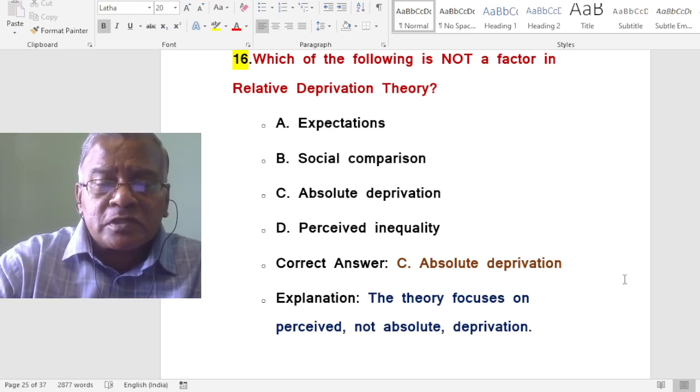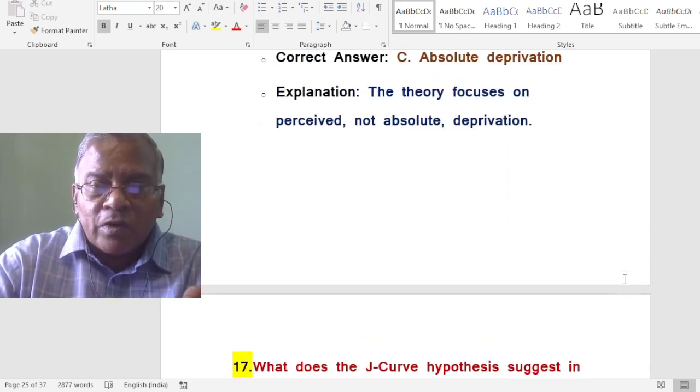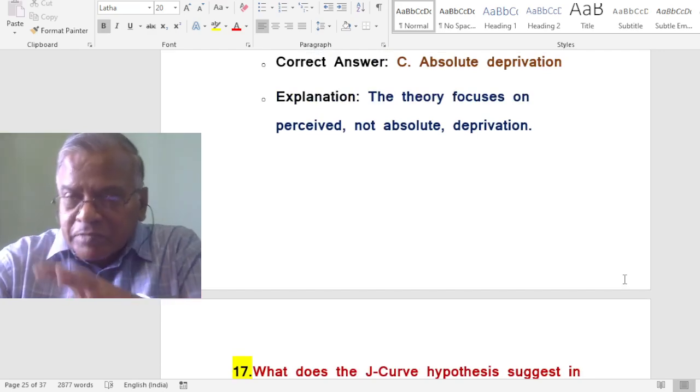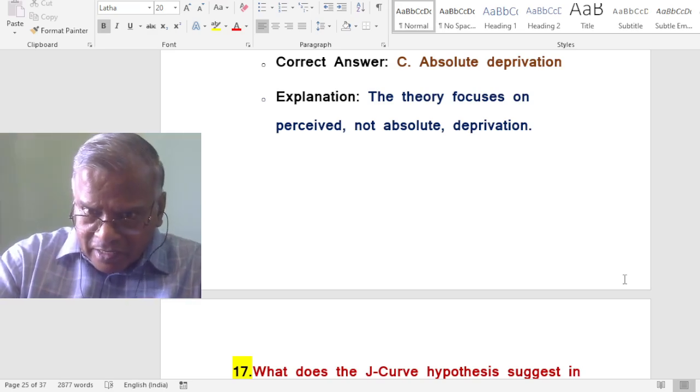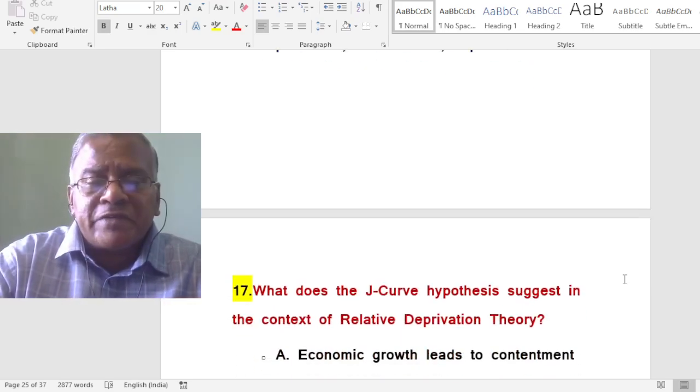The theory focuses on perceived, not absolute deprivation. Everything is there, but still people feel that they are deprived of certain privileges. That is the idea here. So this theory focuses on perceived, not absolute deprivation.